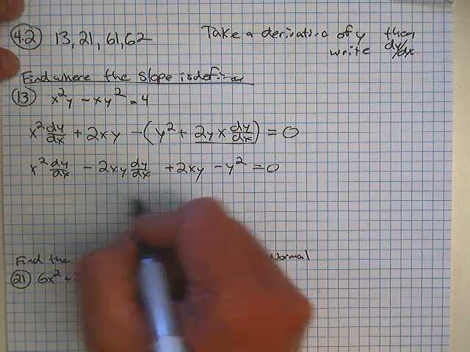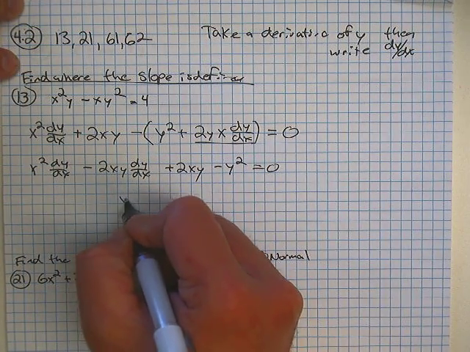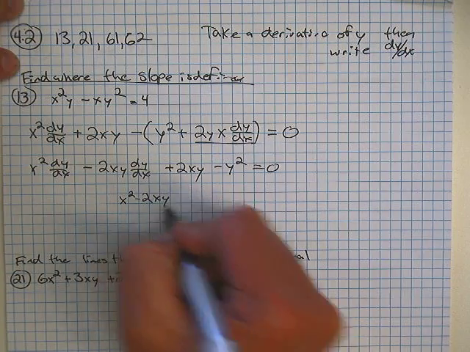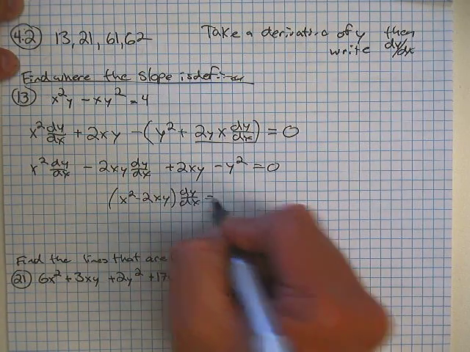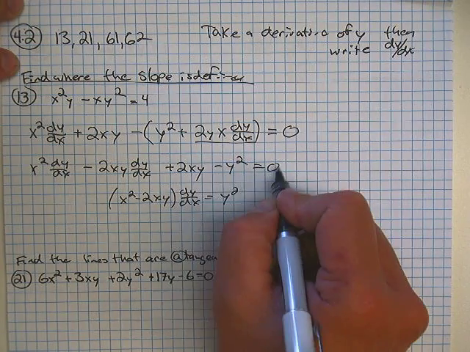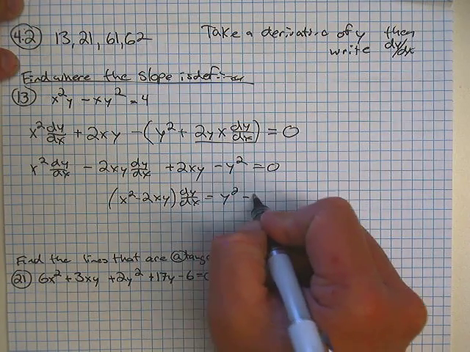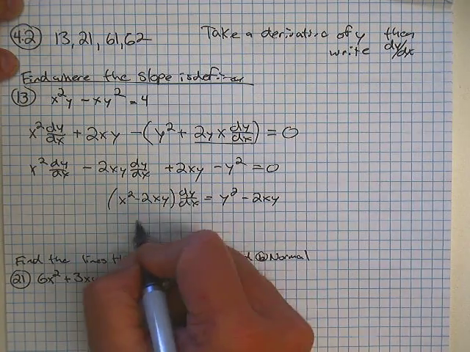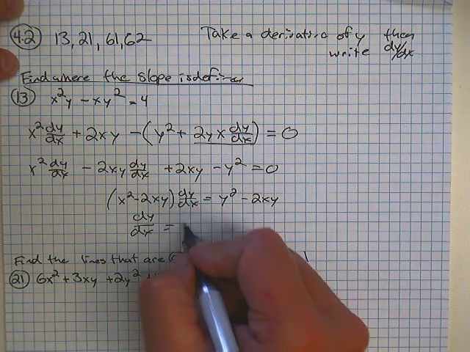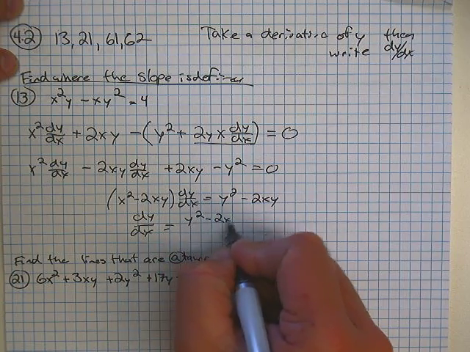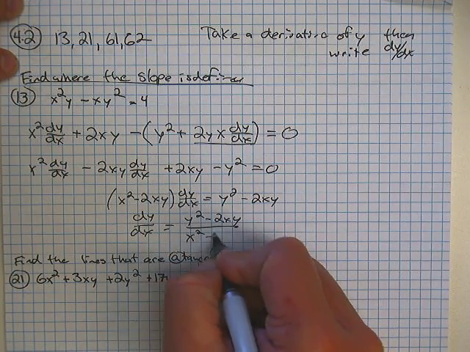We move this over to the other side and factor out the dy/dx. We get x squared minus 2xy times dy/dx equals y squared, that's that y squared added to the other side, minus 2xy. Then divide by this: dy/dx equals, we're just dividing everything by that, y squared minus 2xy divided by x squared minus 2xy.